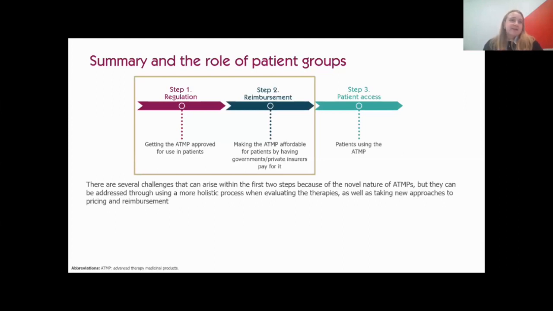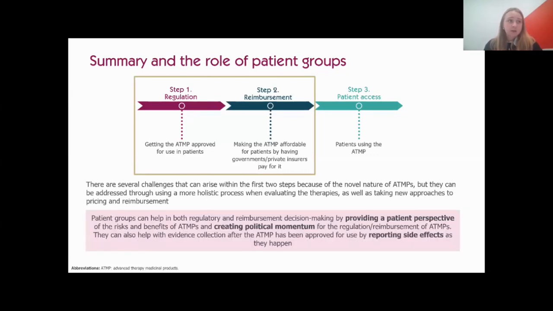And there, again, there are several challenges that arise in the first two steps because of the novel nature of advanced therapies, but they can be addressed through using a more holistic process and being innovative when looking at new approaches to pricing and reimbursement. And patient groups can help in both regulatory and reimbursement decision-making by providing a patient perspective of the risks and benefits of advanced therapies and creating political momentum for the regulation and reimbursement of advanced therapies.